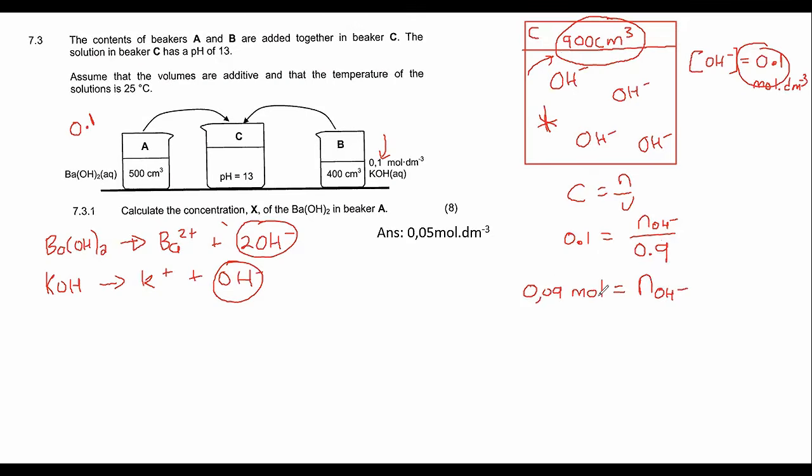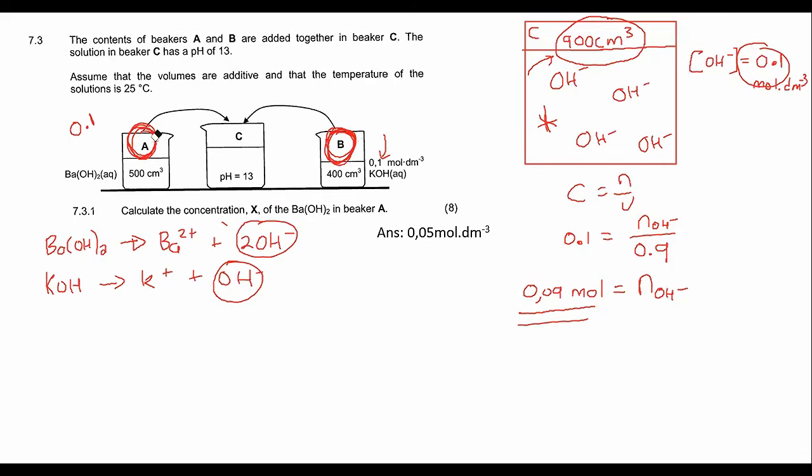Now, think about this, guys. We now know how many moles of OH minus we have. When you look at the moles, it's sort of telling you how many particles we have in the container. So we know that we have 0.09 moles of OH minus. Now, where did that OH minus come from? Some of it came from here, and some of it came from here, right?